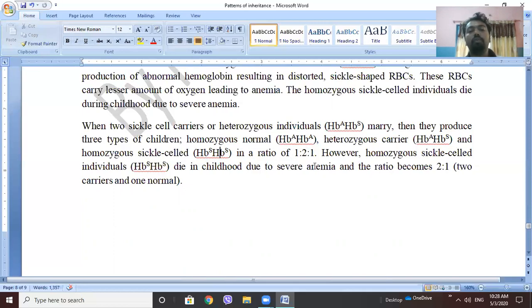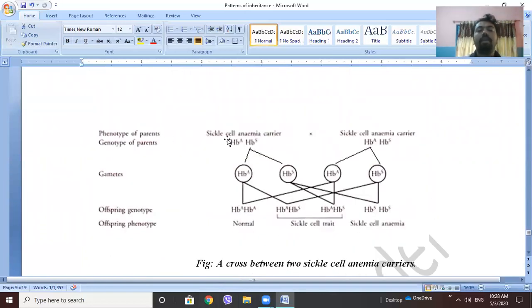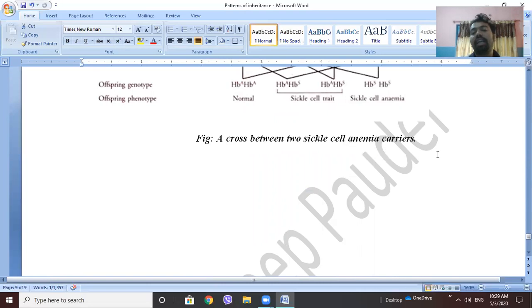And the ratio now is 1:2:1, which means normal to heterozygous carrier to homozygous sickle cell individuals. Now these homozygous sickle cell individuals die in childhood because of severe anemia, and now the ratio becomes 2:1. So this is another example of pleiotropic effect. So you can look at this diagram. Both are sickle cell anemia carriers, father and mother, and if they get four different children, the probability is that 25% will have normal HbA, 50% will be sickle cell carriers, so that means half of their gene copies are defective, so they have HbS alleles, and in the homozygous recessive condition they will get sickle cell anemia. So this diagram shows the cross between two sickle cell anemia carriers.